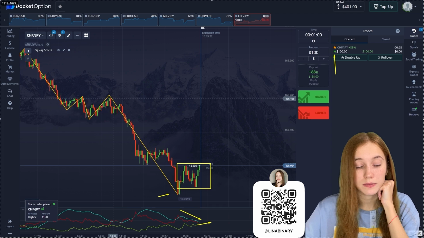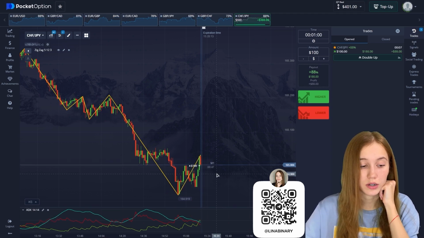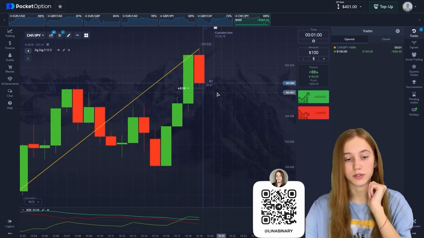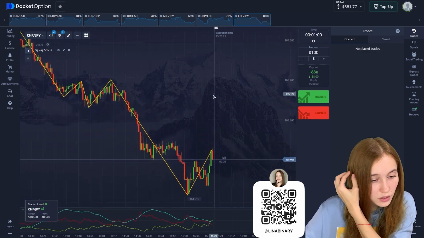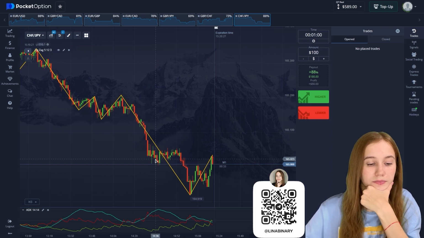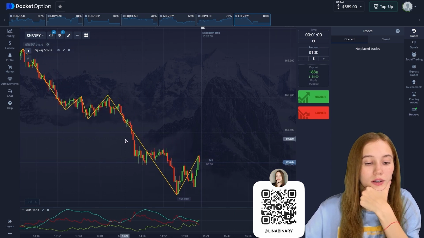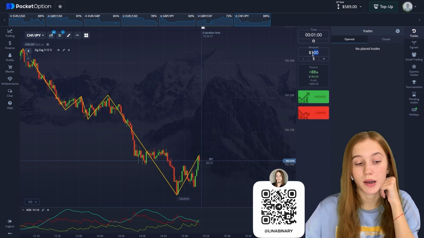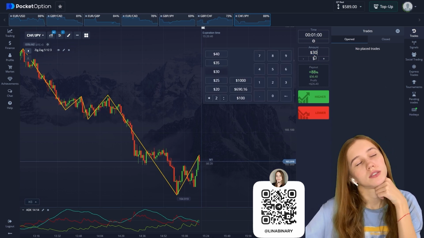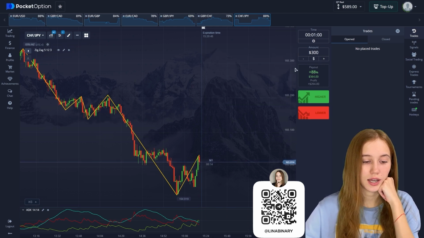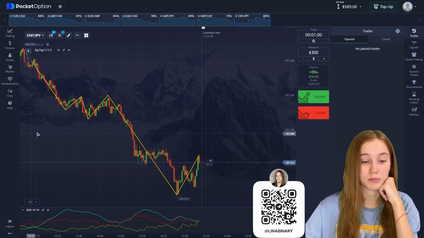Intensity is decreasing. We see consolidation. There are 5 seconds left, and we zoom it. Yeah, plus deal. Profit is $88. Good. So let's move on. Let's set the deal amount to $300. And let's move on to the first concept.